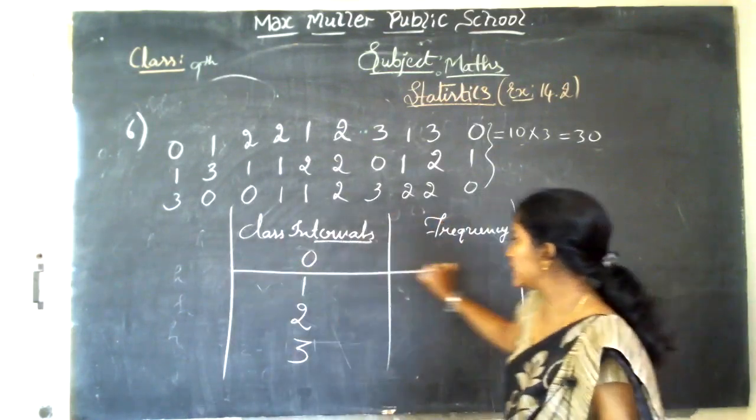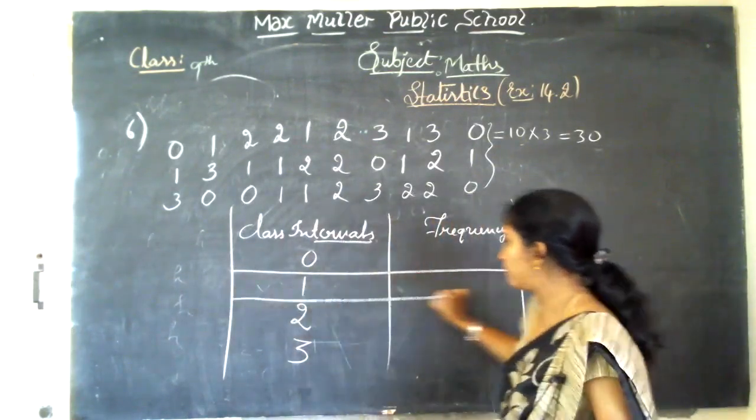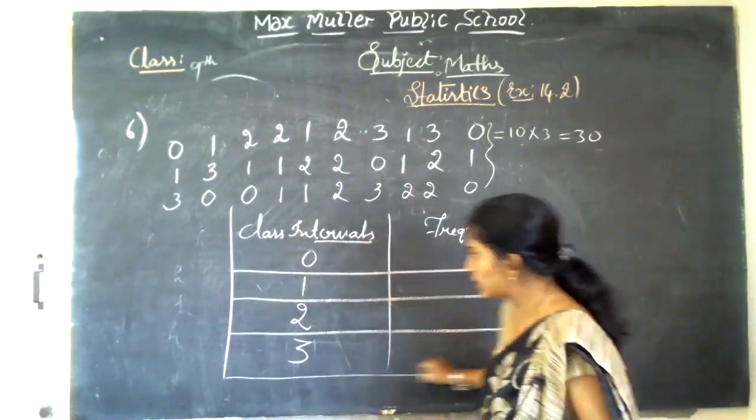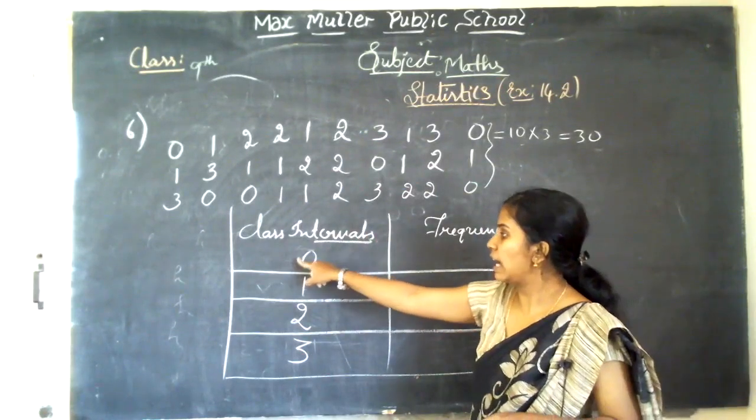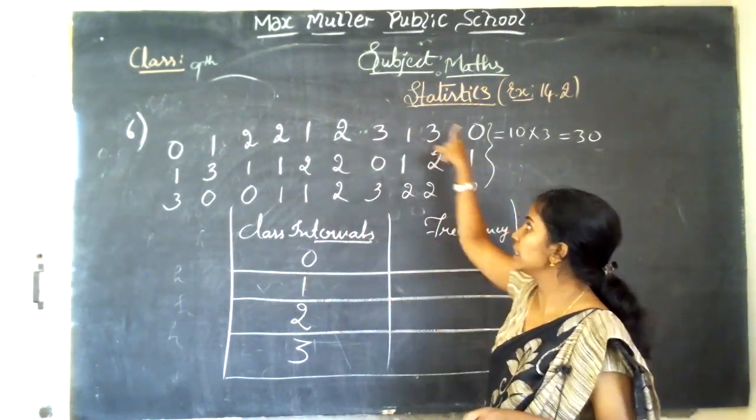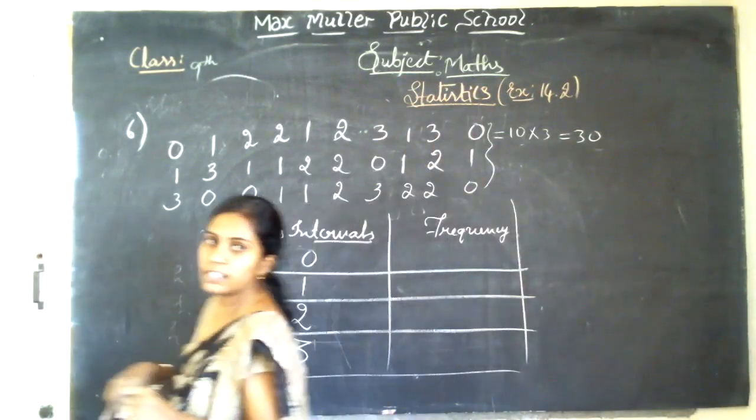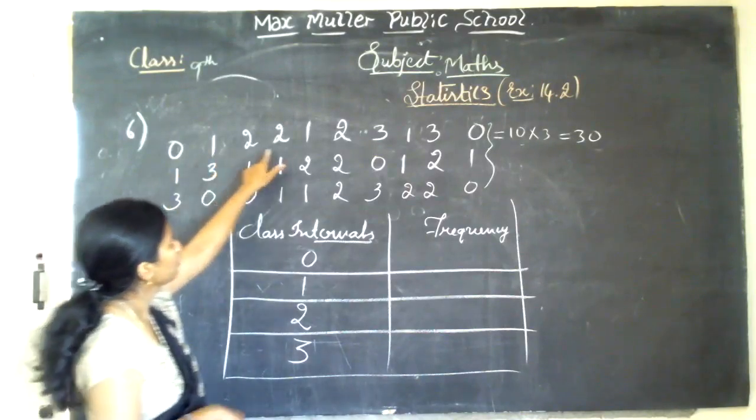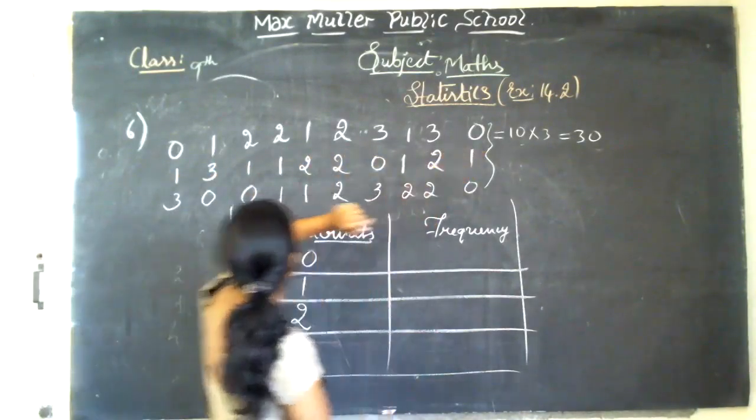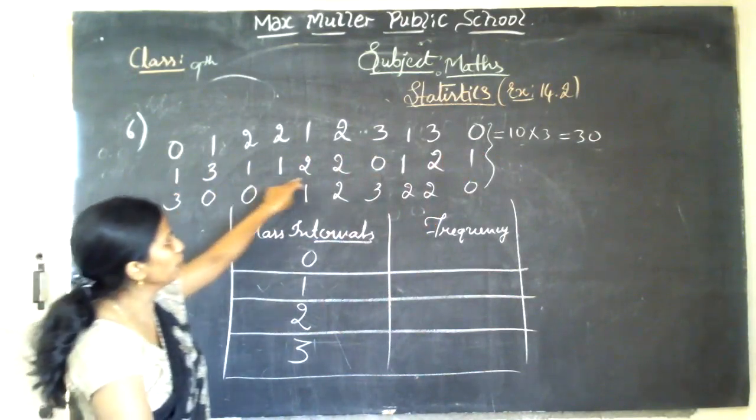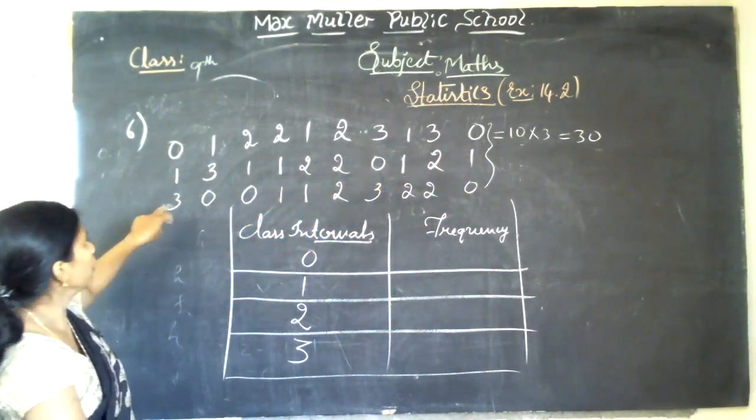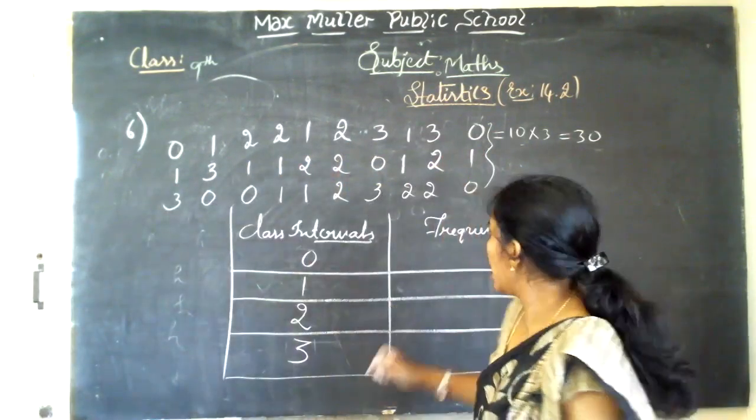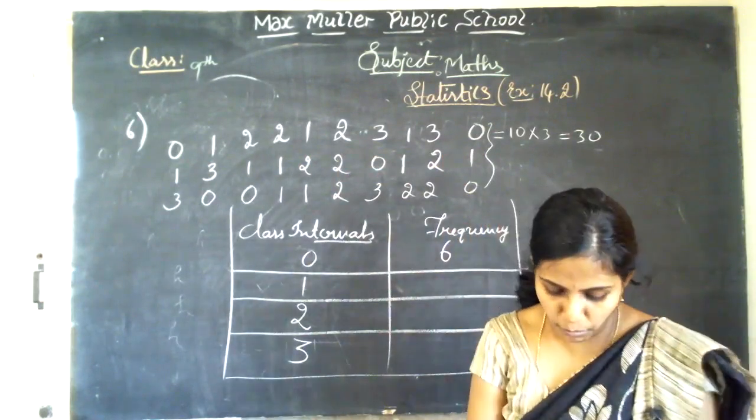So now let me start from the beginning. The first number I have written is 0. What you have to do is check this number in the given data. If you have got 0, count the number of times. 1, 2, in the first row we have got 2. In the second row, 3, 4, 5, 6. So how many are there? There are 6 zeros. And move to next.